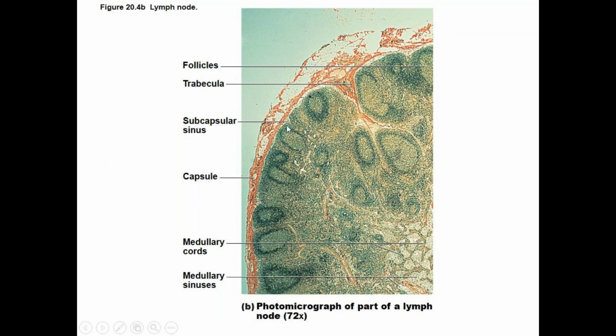Here's an actual histoslide of one. Here's a fibrous capsule, trabeculae, all these little follicles in here, full of B cells. And here's that sort of looser medullary tissue there.